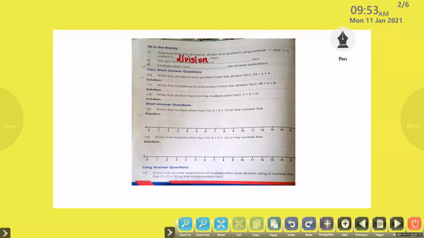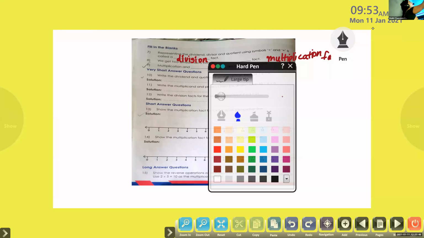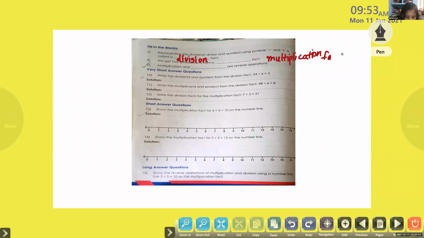Multiplication fact. Sweden, it is multiplication fact. From a given multiplication fact, we can write division fact. So, all of you write multiplication. Here I don't have space, so I'll be writing the answer here. Multiplication fact. This is the answer.